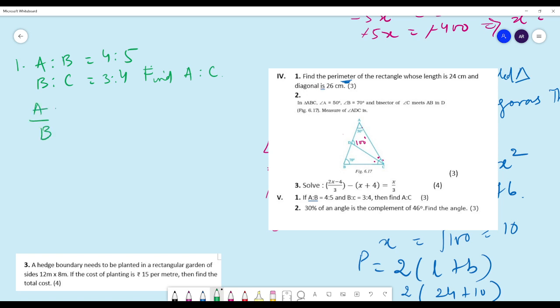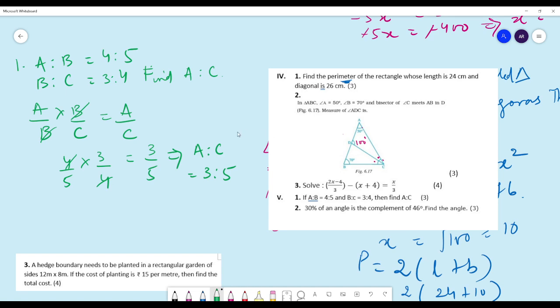A by B into B by C equals to A by C, right? Because B and B get cancelled over here. B is in the numerator, B is in the denominator, you can cancel it out. So 4 by 5 into 3 by 4. So 4 and 4 get cancelled over here, and you are left with 3 by 5. So straight up this says A is to C equals to 3 is to 5. As simple as that. So this is how you solve this.